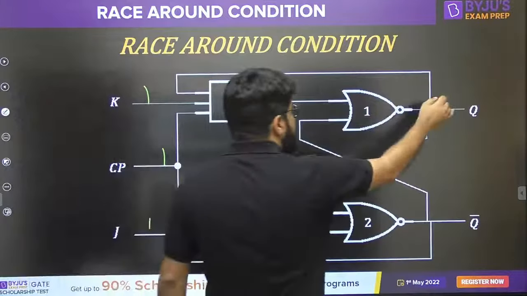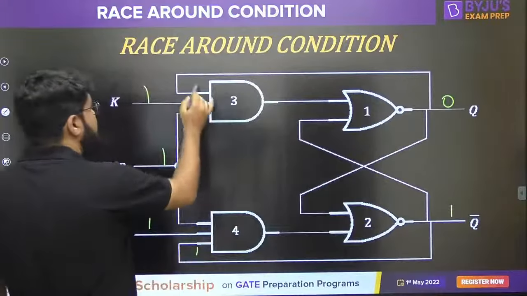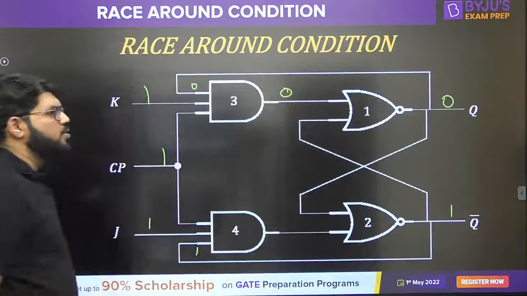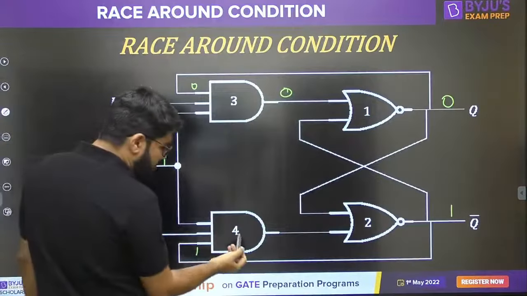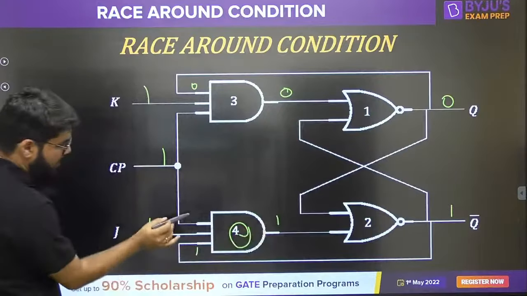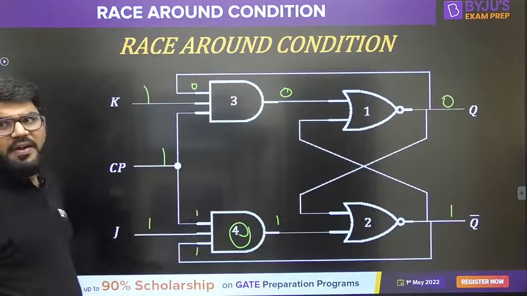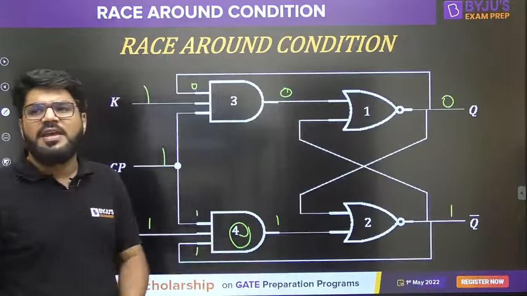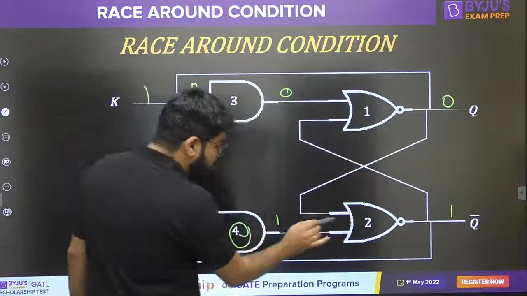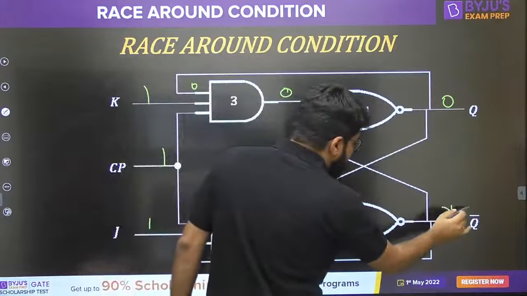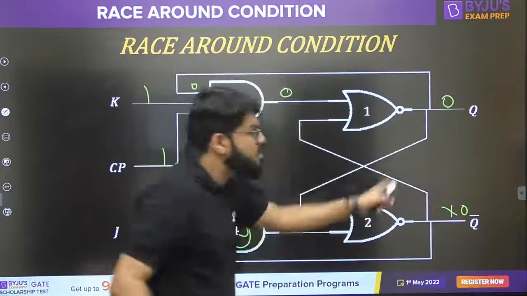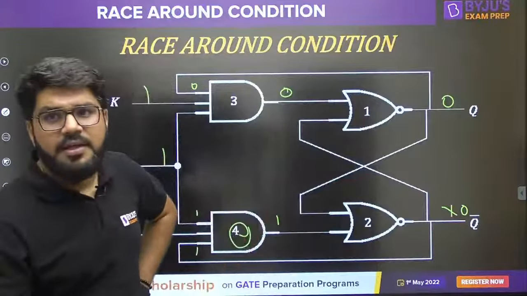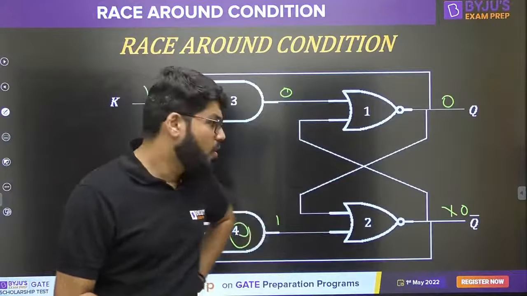Q was 0 initially, Q bar is 1, so this 1 comes here, and this 0 goes here. The output of the first AND gate doesn't change. Suppose it was 0, it remains 0, but the output of the AND gate numbered 4 becomes 1, because this is 1 into 1 into 1. So there will be a certain time involved, equal to the propagation delay of the AND gate. Now, whenever any input to a NOR gate is 1, its output becomes 0. This will become 0 after the delay of the NOR gate.